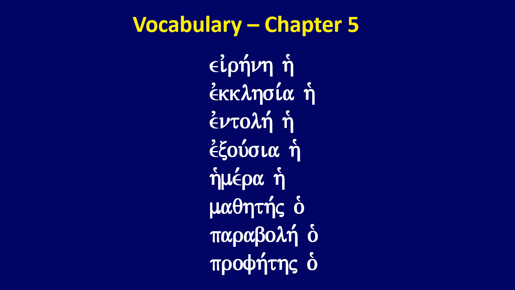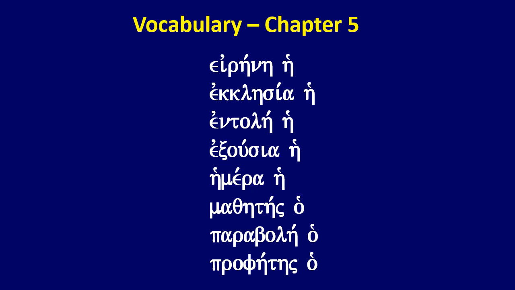And below that is the word for commandment, he entele. Below that is the word for power or authority, exousia. And below that is the word for day, hemera. And now you notice that the gender switches because the article changes from eta to omicron. And so ho mathetes refers to a disciple. Below that is the word for a parable, ho parabole.